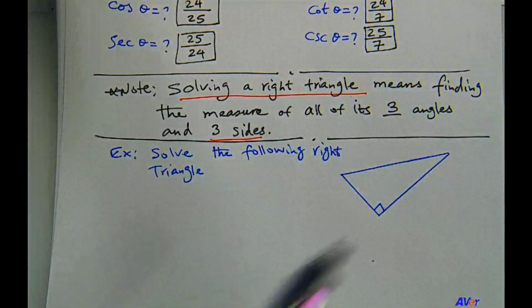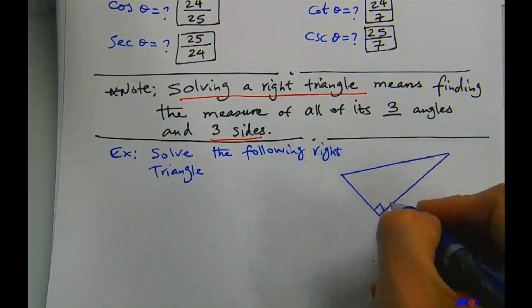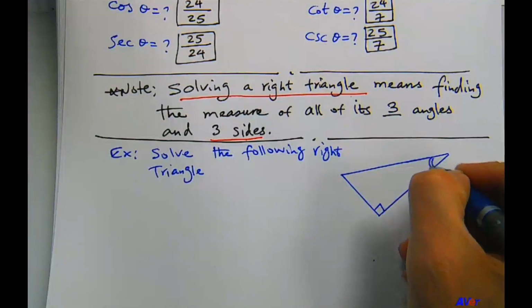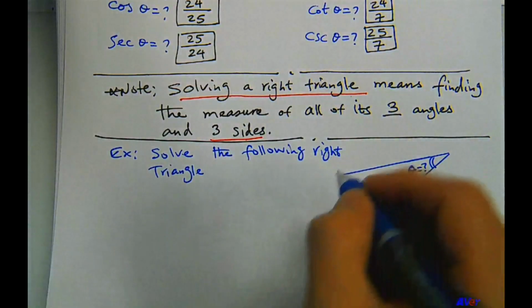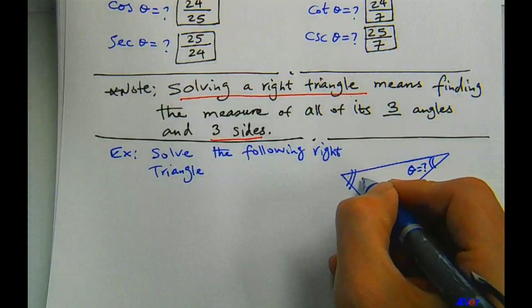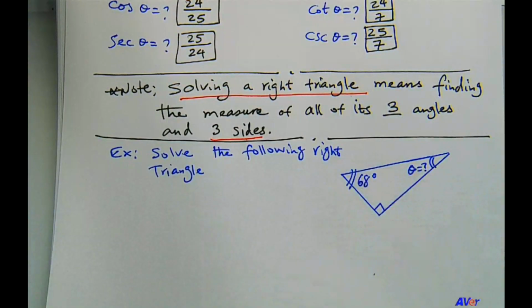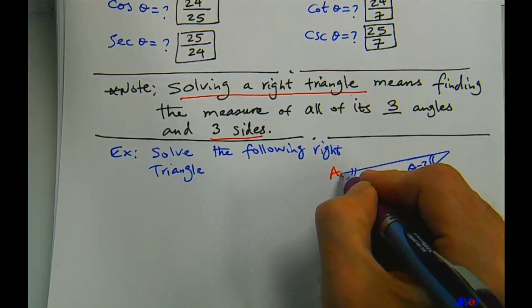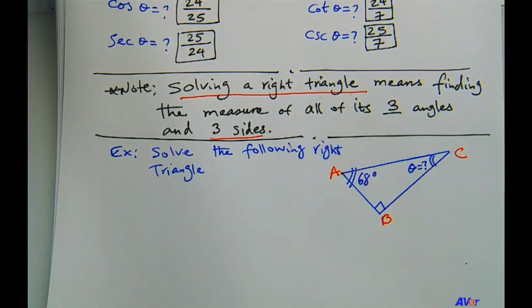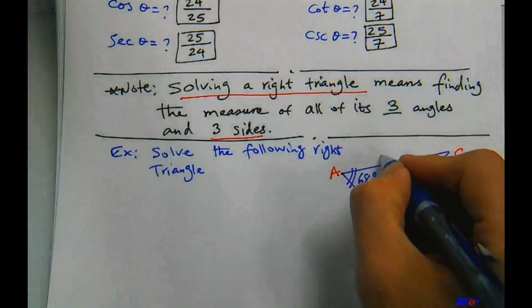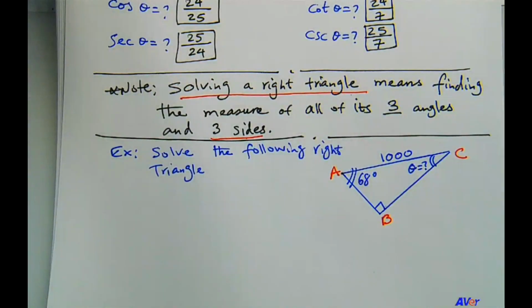Okay, let's assume, so this is the given information. We know that this is 90 degrees. We don't know what this theta is, so I'm going to put a question mark there. But we know that this angle is 68 degrees. That one is given. We also know that this is point A, B, and C. And we also know that the length of this side is 1,000, some kind of unit, right?